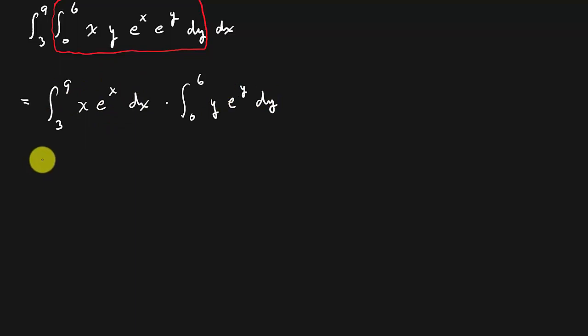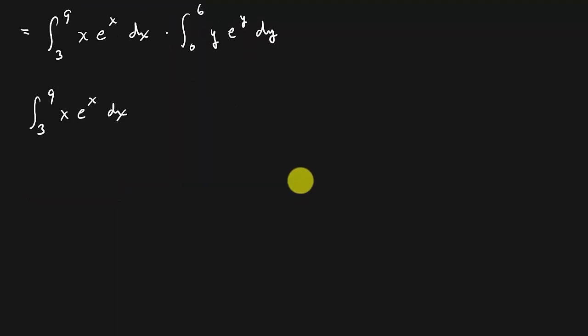So let's take 3 to 9 x e to the x dx, and let's integrate this one. So here I'm going to let u equal x, dv equal e to the x dx. So what am I doing? Integration by parts. And so we've got du equals dx, v equals e to the x.